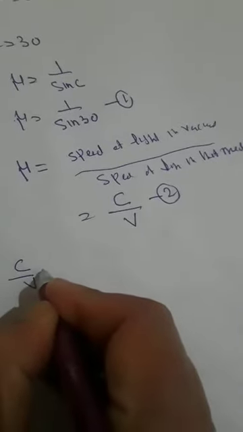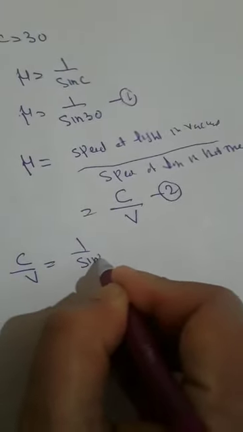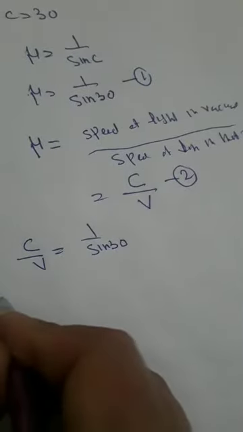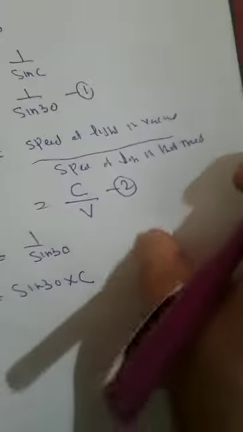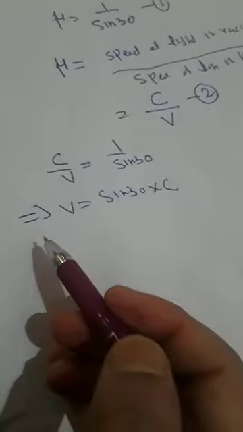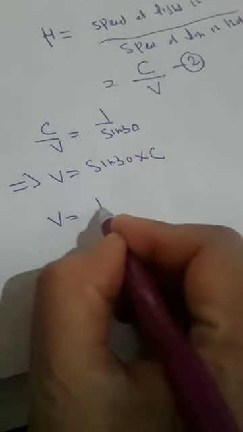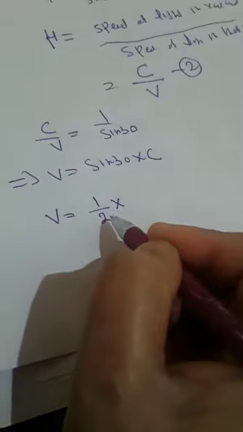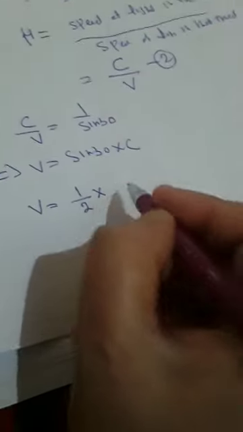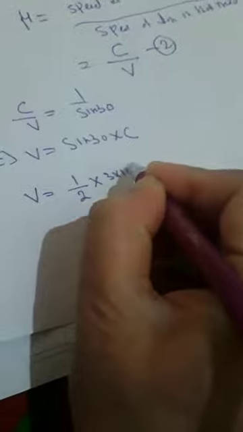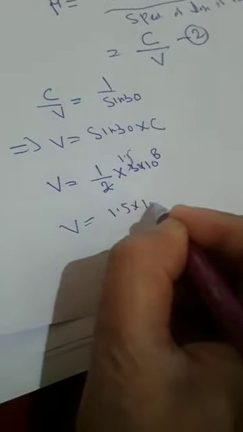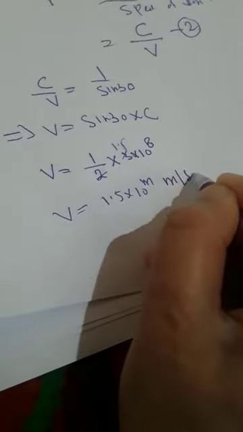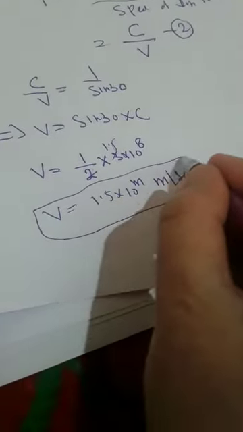C by V is equal to 1 by sin 30, which implies V is equal to sin 30 multiplied by C. V is the speed of light in the medium, which we have to find. Therefore, V is equal to sin 30. You know the value of sin 30 is equal to 1 by 2. Speed of light in vacuum is equal to 3 multiplied by 10 raised to the power 8 meter per second. When we divide it, V is equal to 1.5 into 10 raised to the power 8 meter per second. Therefore, we have calculated the speed of light in the given medium.